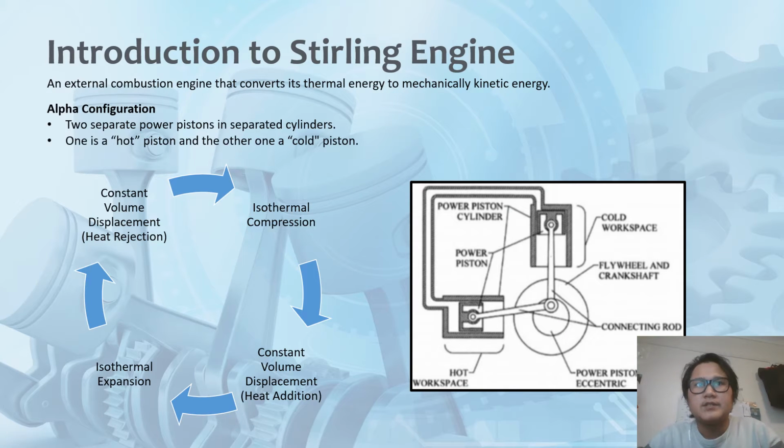A Stirling engine is an external combustion engine that converts thermal energy to mechanical kinetic energy. The configuration of an alpha Stirling engine is that the pistons are located in two different cylinders, the hot piston and the cold piston. The process of this engine is no different than a normal engine, which can be observed in the slide.